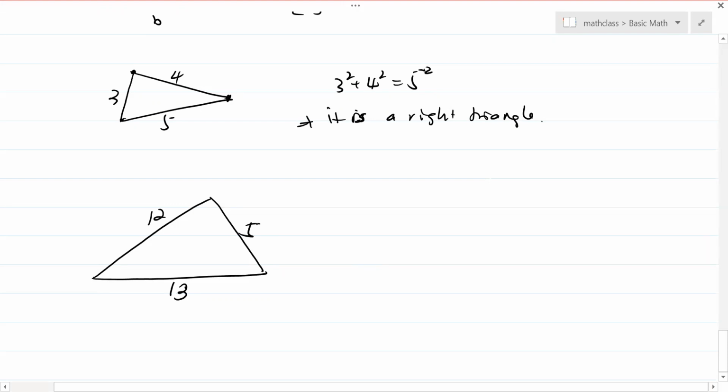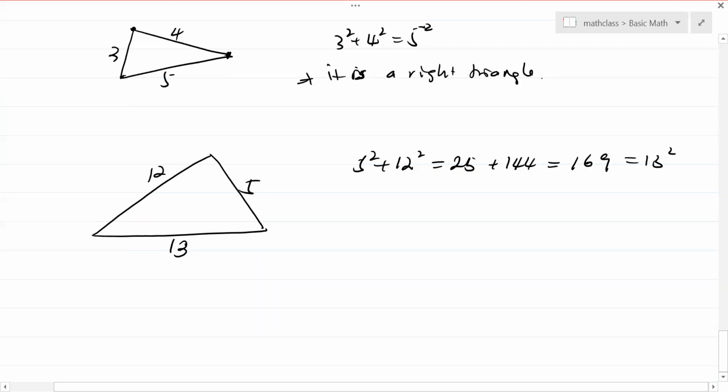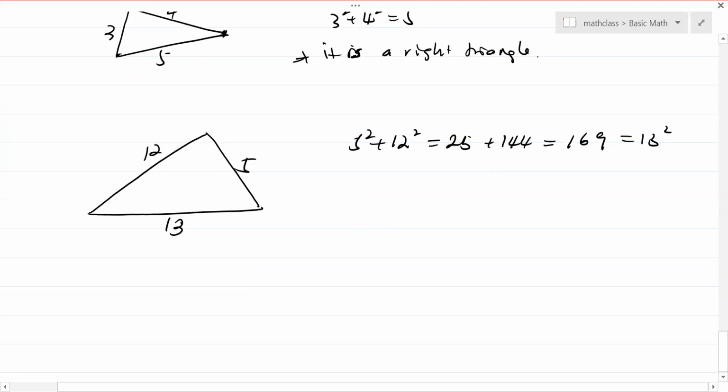Let's check whether this is going to be a right triangle or not. So 5 squared plus 12 squared is 25 plus 144, which is 169. That will be 13 squared. Yes, it's a right triangle. So if it's a right triangle and I draw the line, can we find the height?